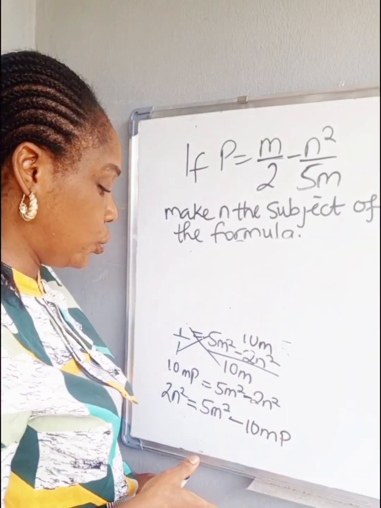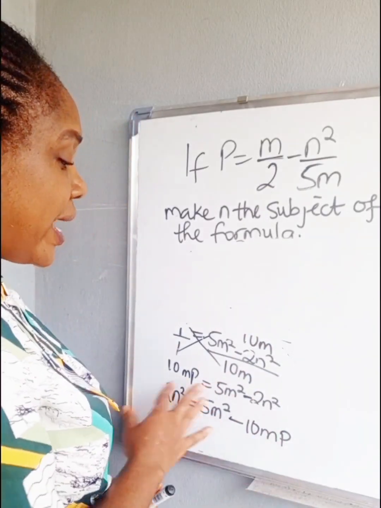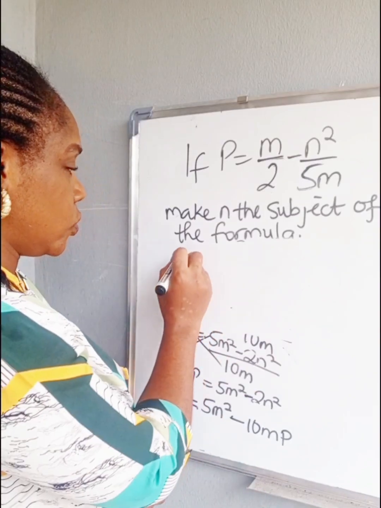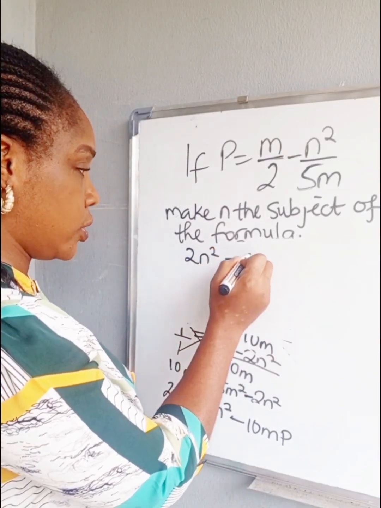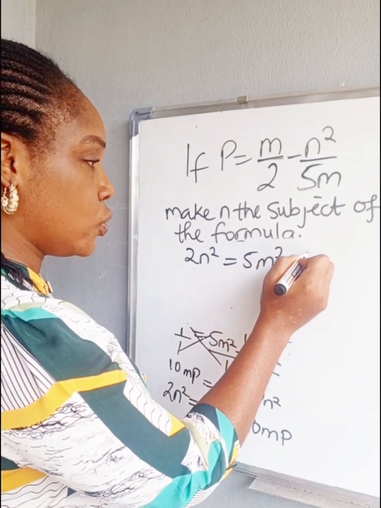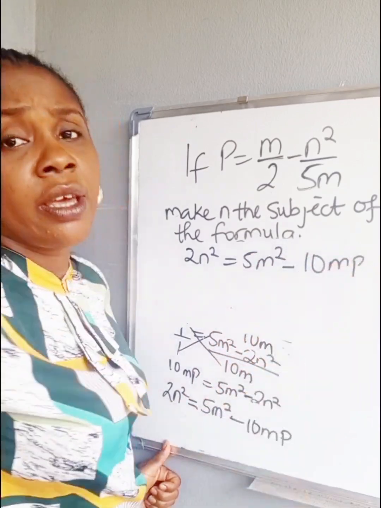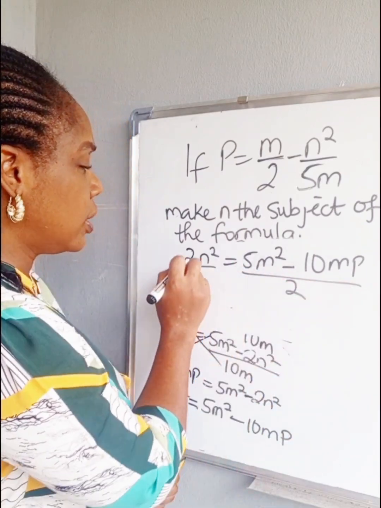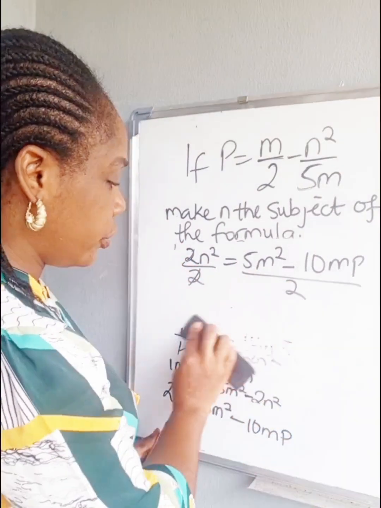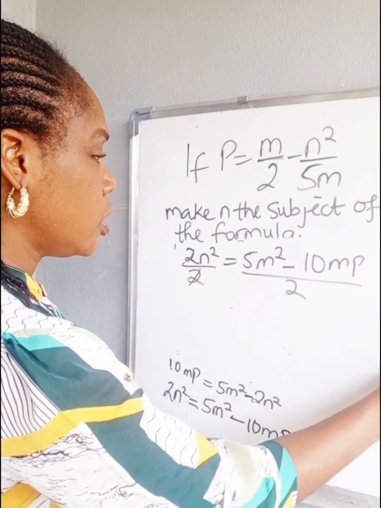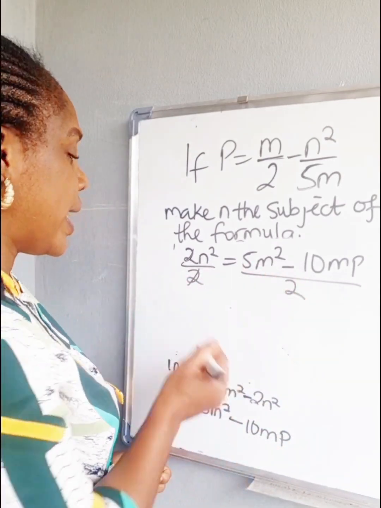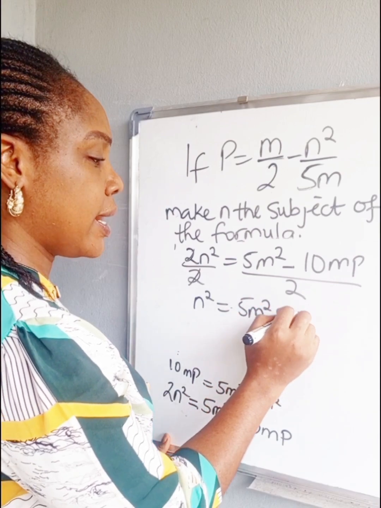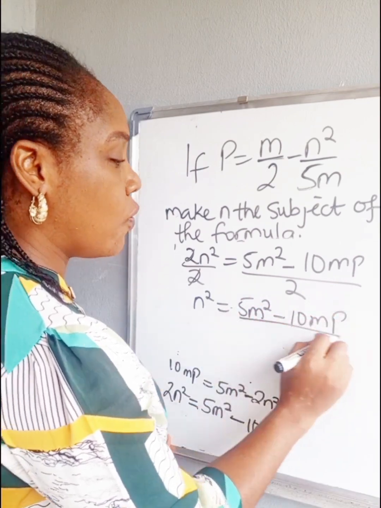Okay, so now what next do we do? Now we are going to be dividing both sides of the equation by 2. So this is 2n raised to the power of 2 is equal to 5mn minus 10np. We divide both sides by 2. Divide here by 2, divide here by 2. 2 divided by 2 is going to give us 1. Okay? So now we have n raised to the power of 2 is equal to 5mn minus 10np all over 2.